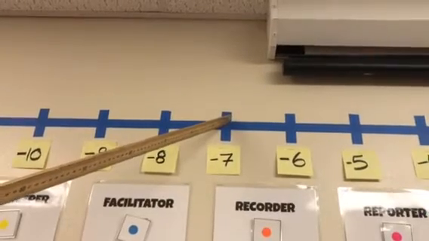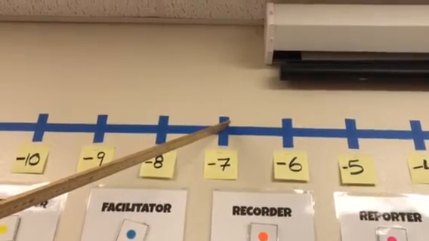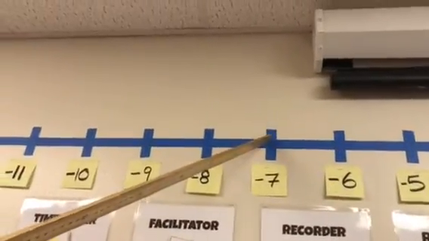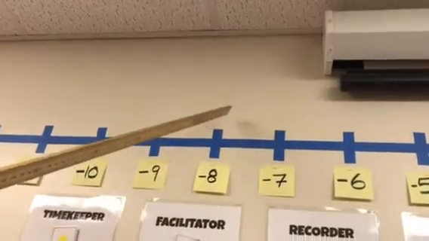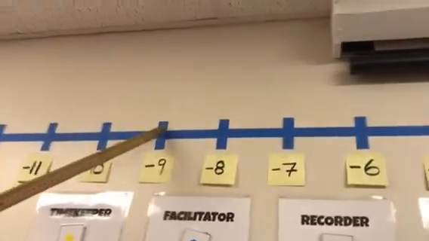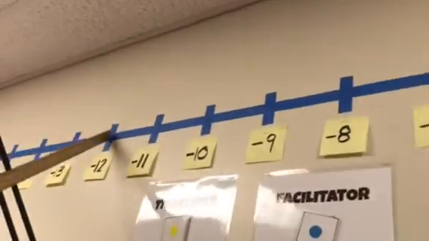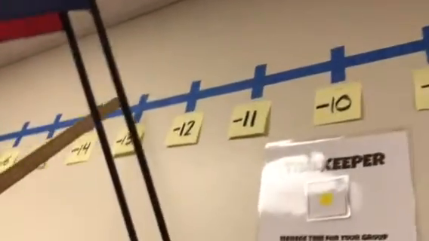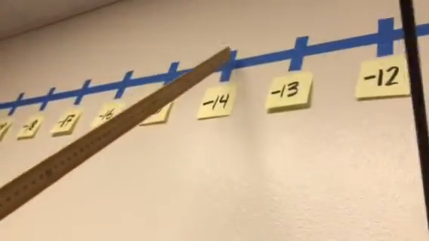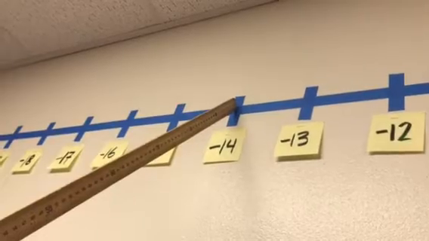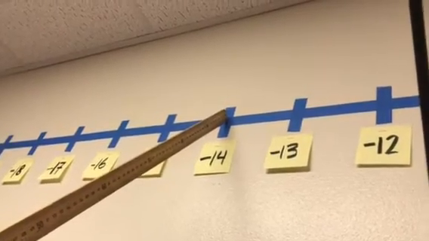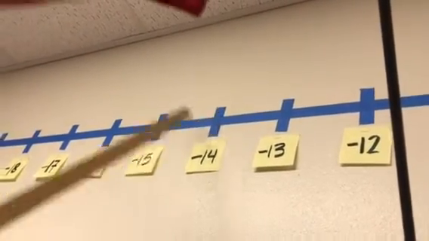So we're going to take 7 hops to the left because numbers get more negative as we go down the number line there. So here we are at negative 7. We're going to add negative 7 to that. 1, 2, 3, 4, 5, 6, and 7. So negative 7 plus a negative 7 is negative 14.